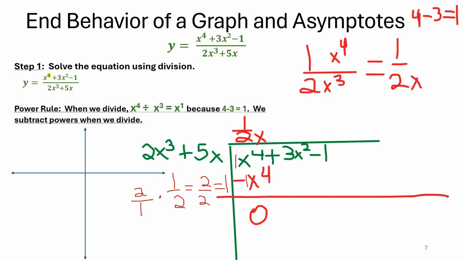Here's what's up top. Your quotient is going to be here. What is your quotient? Your quotient is the answer. We also have to remember powers rules. When you're dividing these powers, you're subtracting. And I put this here: when we divide, x to the 4th power divided by x to the 3rd power is going to be 4 minus 3 is equal to 1.